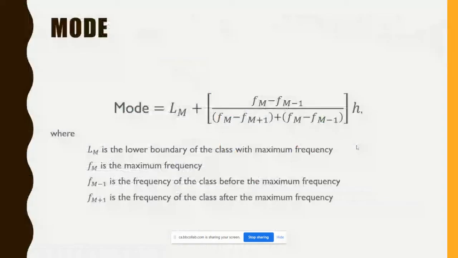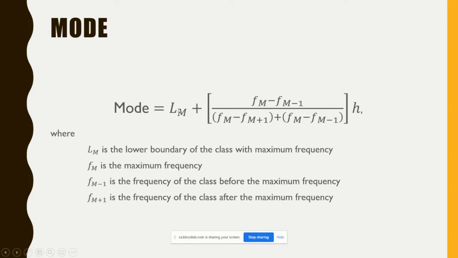In the calculation of the mode, let me show how we do that. Here we have the lower boundary LM, to which we add the difference of the frequencies divided by the sum of two differences of the frequency, multiplied with H. Let me explain what this is.